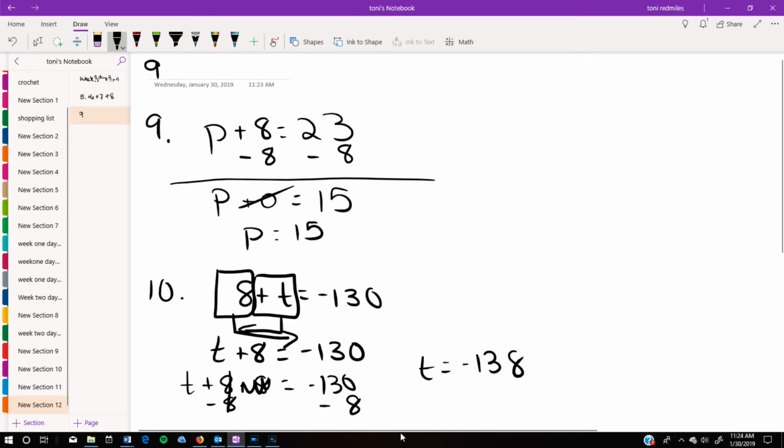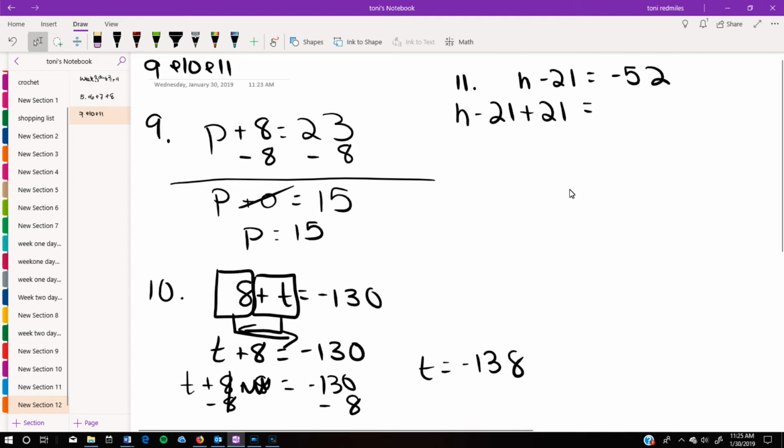All right, let's do number 11 now. Okay, h minus 21 equals 52. All right, so the 21 is subtracting the h, so to get my desired 0, I'm going to have to add it. And because I'm running out of room, I'm going to go back to the vertical method. Like I said, doesn't slow you down, just takes more room when I'm trying to fit a lot of problems on one page. All right, so this is going to go to 0, leaving me with an h. Negative 52 plus 21 is going to give me negative 31.